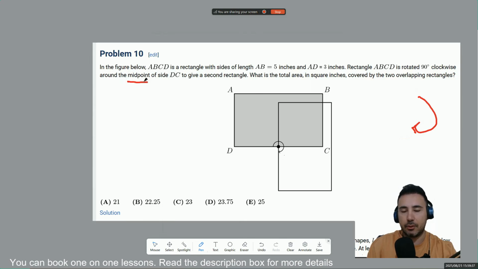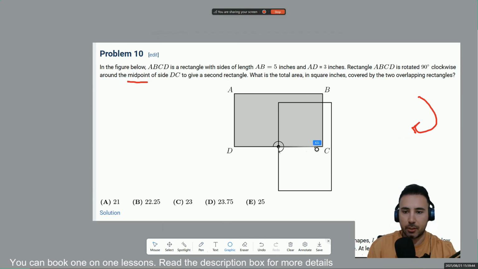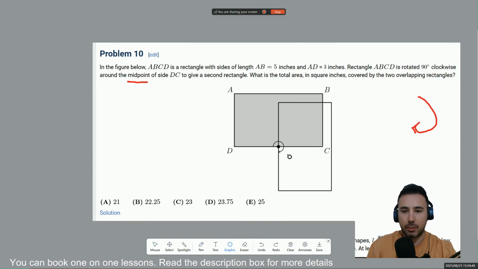What is the... okay, so this is enough. And now let's go one by one. Where does point C go after the rotation? Look, this is point C, and we're going to go clockwise 90 degrees. And look, that's 90 degrees, isn't it? So that means this will be the new position for C. So C will go here and we're going to call it C prime, right?